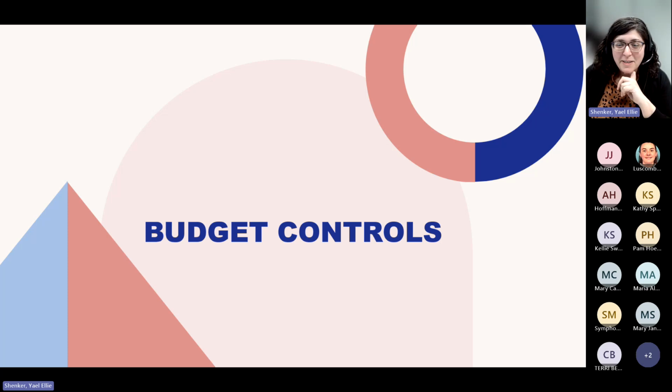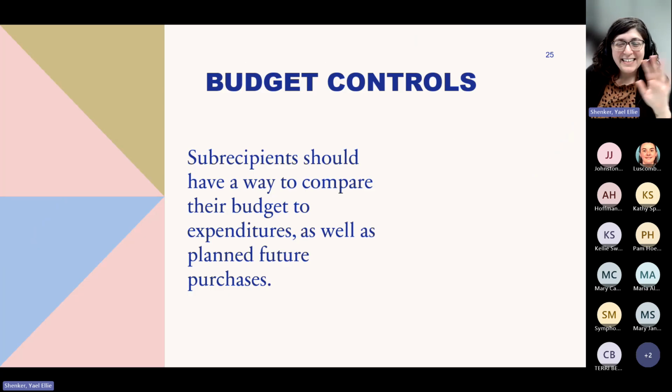Budget controls. This is going to be quick. Promise. You need to be able to manage your money. You should have a way to compare your budget to your actual costs, and also to plan, to look at your budget balance against your planned future purchases. So if you have a construction project and you never check costs against the budget, how do you know if you're going to have enough funds to complete it? If you aren't able to project future costs against the balance remaining in your funds, the same applies.